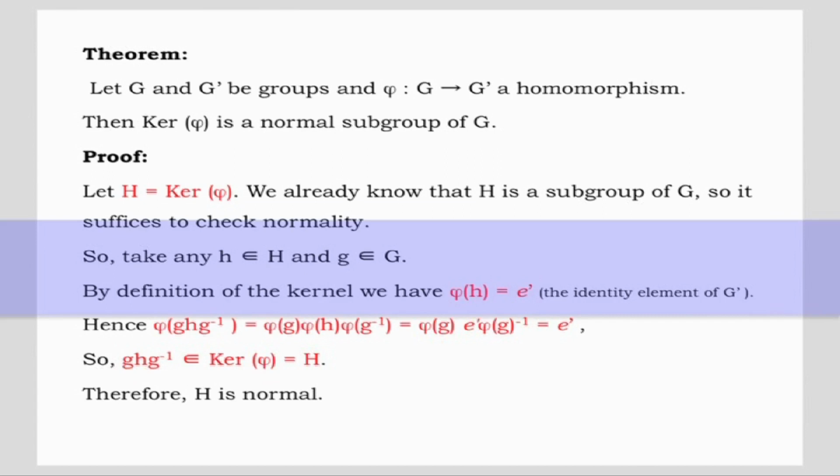By definition of the kernel, we have phi of h is equal to e dash, which is the identity element of G dash. Hence, phi of ghg inverse is equal to phi of g times phi of h times phi of g inverse, which is equal to phi of g times e dash times phi of g inverse, which is equal to e dash. Therefore, ghg inverse belongs to kernel phi, which is equal to H. This implies that H is normal.